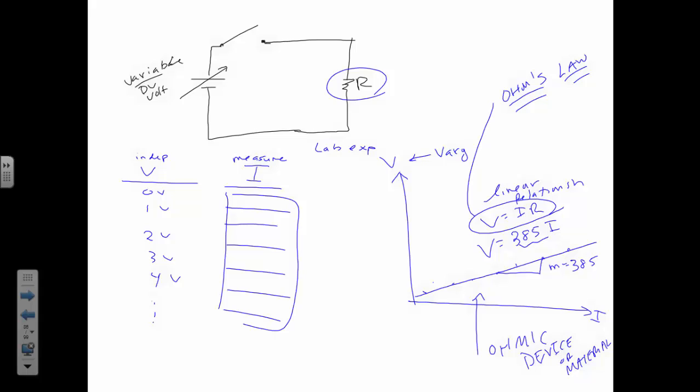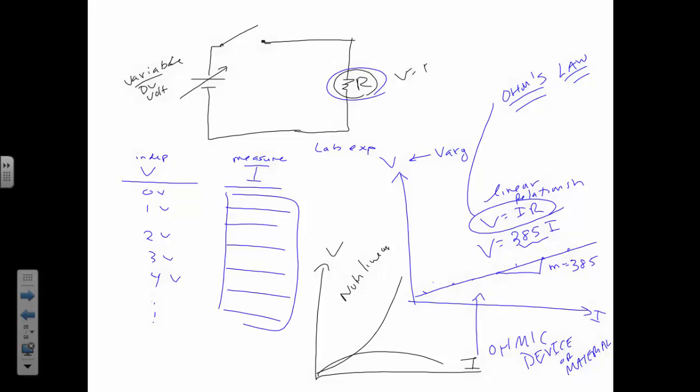For a non-ohmic material, if this is an ohmic material, what do you think a non-ohmic material would look like if you graphed it? A V versus I curve for a non-ohmic material. It'd be a curve. It wouldn't be linear. It's non-linear. But any resistor you see like this, you can assume, if they don't tell you otherwise, that it's ohmic. Use Ohm's law, V equals IR. So nonlinear is non-ohmic, and you can't use this simple relationship. That's the key relationship, folks.